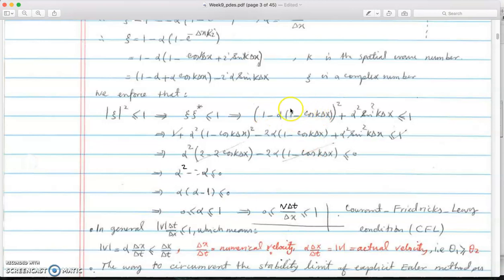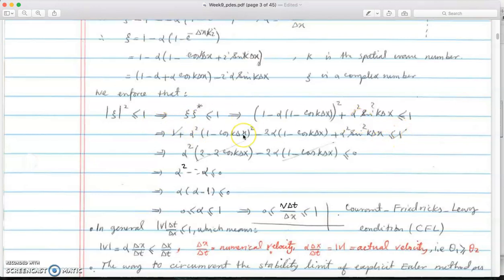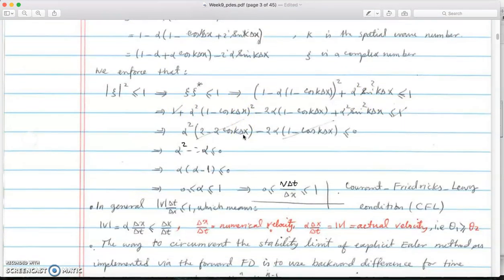We're going to expand this quadratic term. We get 1 from the first, plus the second piece is squared, minus, the first, 2 times the first times the second, so minus 2 times 1 times alpha, 1 minus cos k del x. And then plus the second piece. This needs to be less than 1. We can cancel the 1 from both sides. We also factor out alpha squared from these two terms. So we get alpha squared.